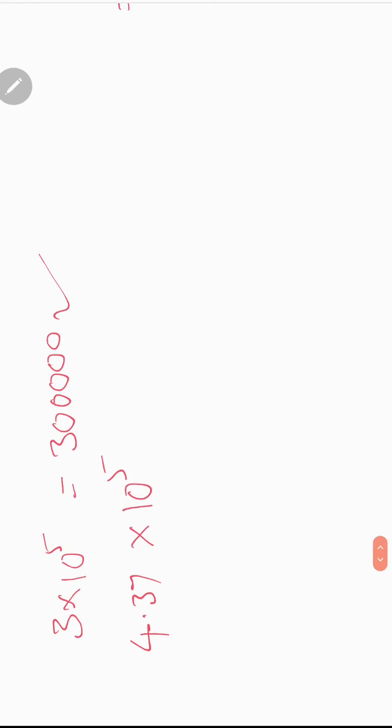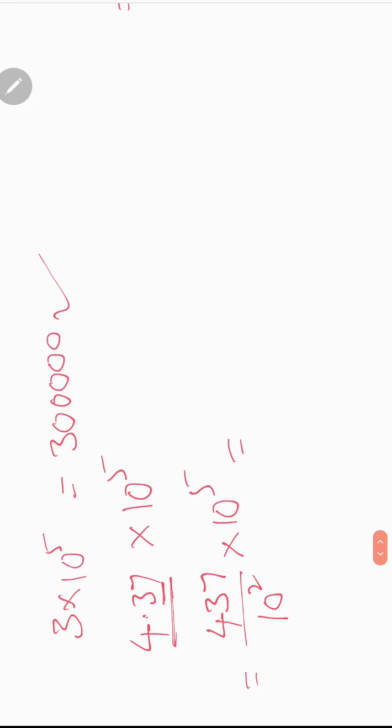So how can we convert it into usual form? First, this decimal number we convert into a fraction first. 437 by, after the point, how many digits are there? 2 digits. That means 10 square. Write it. Into 10 to the power of 5. Now see, here 437 into 10 power 5 by 10 power 2. That means 10 to the power of 5 minus 2. That is 10 to the power of 3.